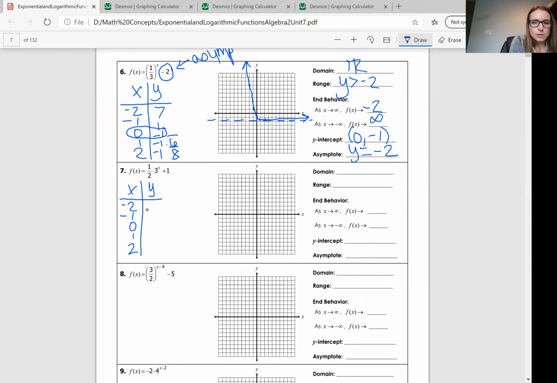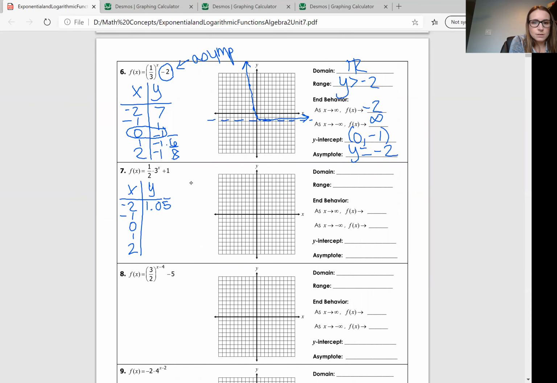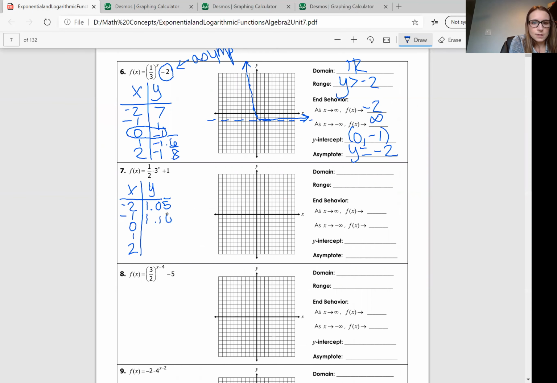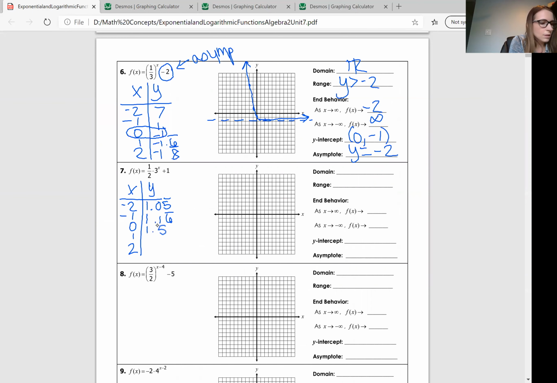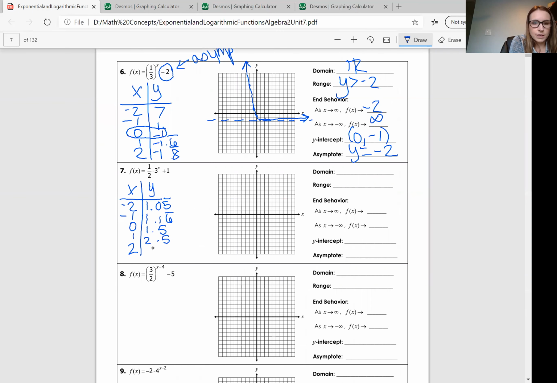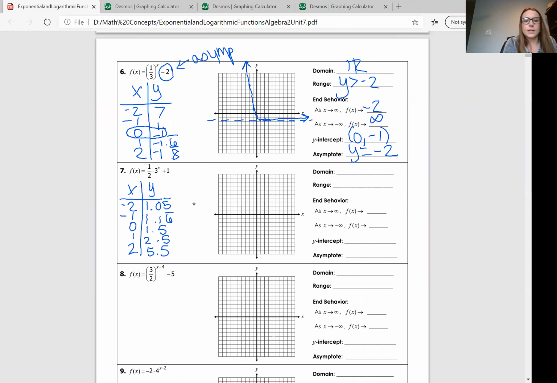So we have 1.05 repeating, just the 5 is repeating. -1 is 1.1 and just the 6 is repeating. 0 is 1.5. 1 is 2.5. And 2 is 5.5.